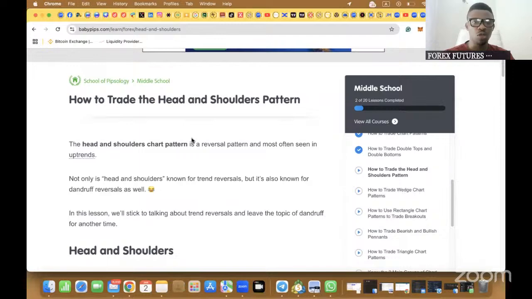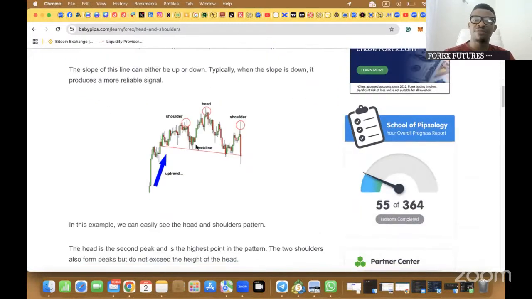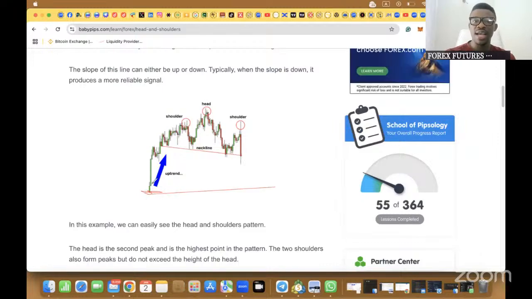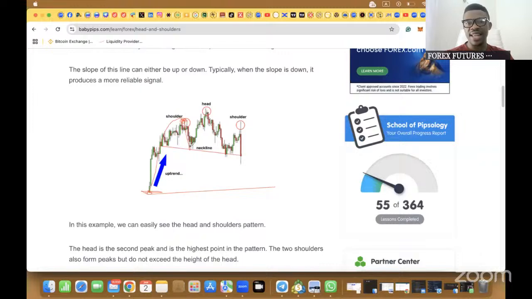Double top, double bottom, head and shoulder pattern. I'll start from the head and shoulder. From the name, the support or the swing low is marked. Then the price moves up to form a high. That high is called the first shoulder. Then the price comes down to stop at a neckline.